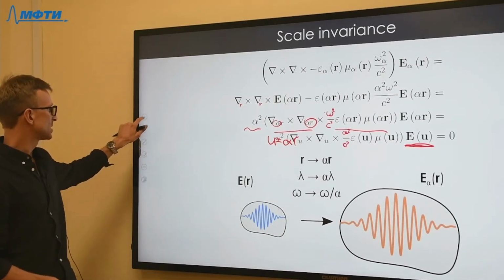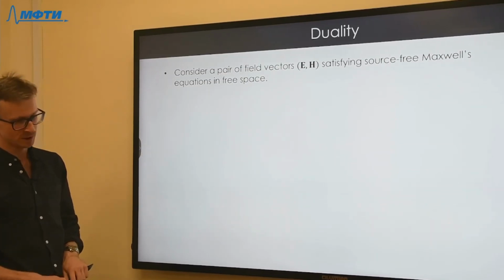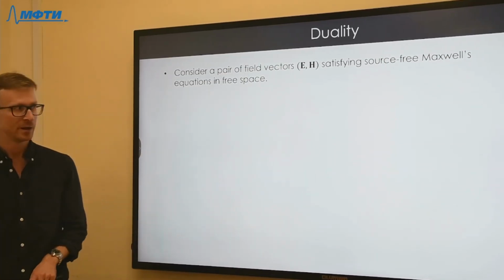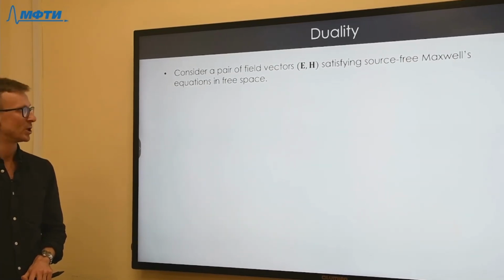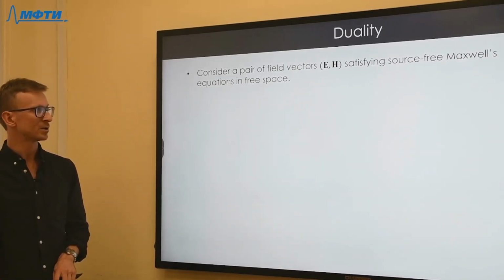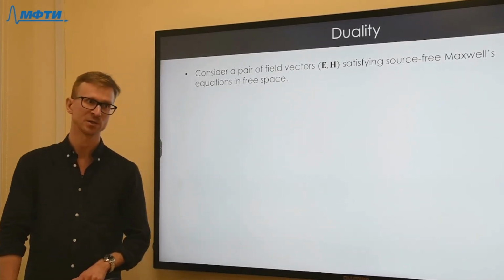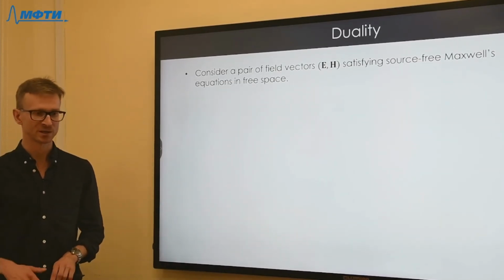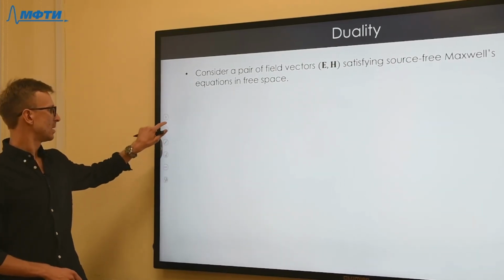And lastly, we're going to talk about another equivalence principle, or symmetry, if you will, which is called the duality of electromagnetic equations. Again, let us consider a pair of vectors E and H, electromagnetic fields, which satisfy Maxwell's equations at a certain frequency. Let's say monochromatic fields that satisfy Maxwell's equations.